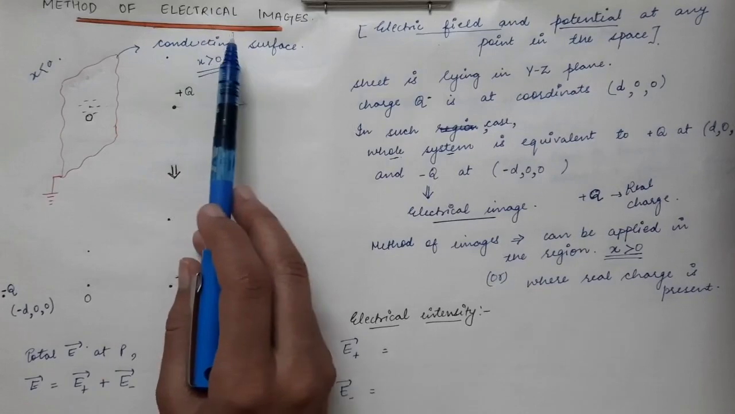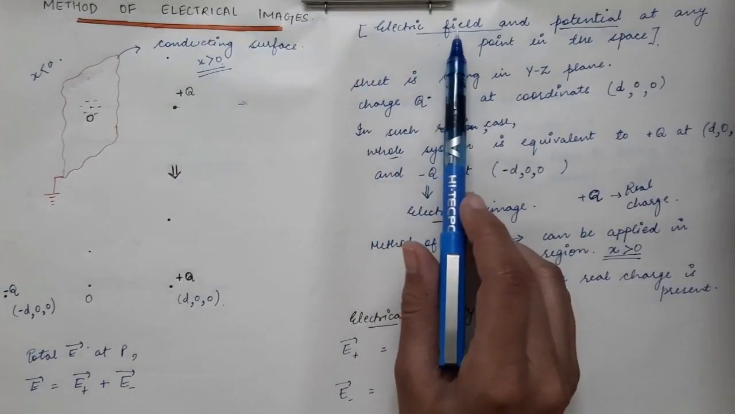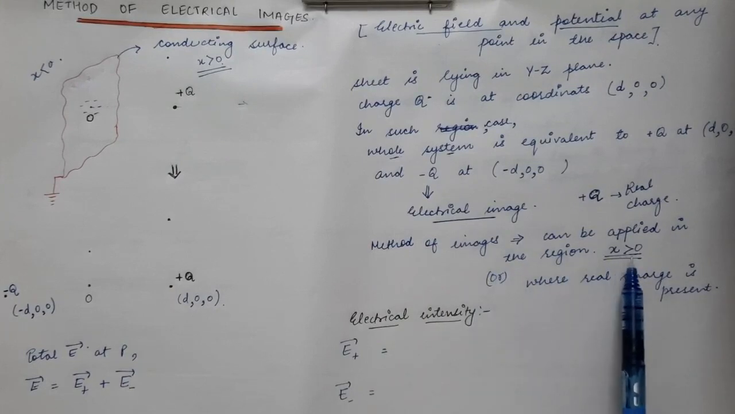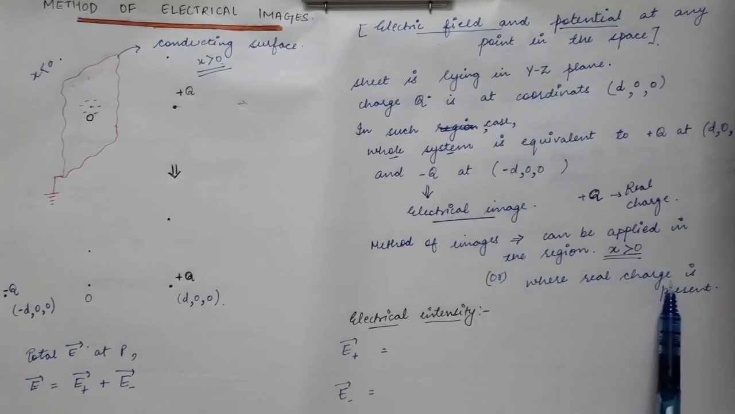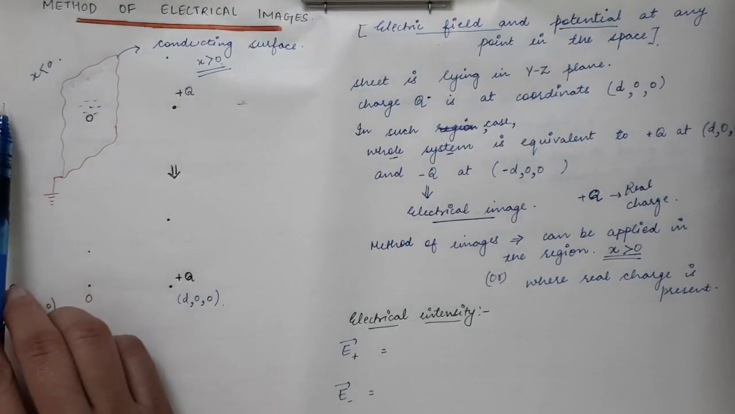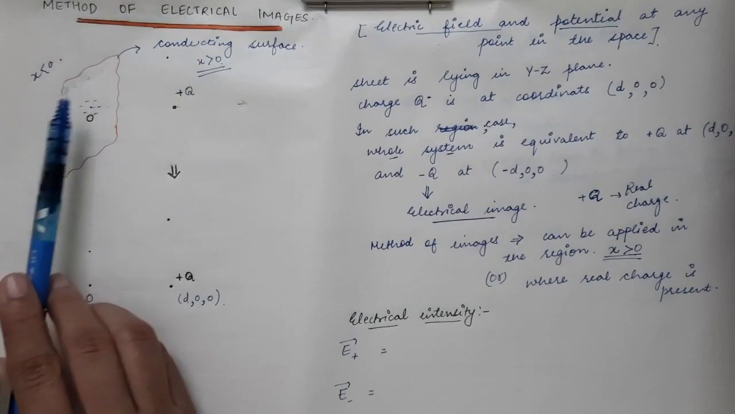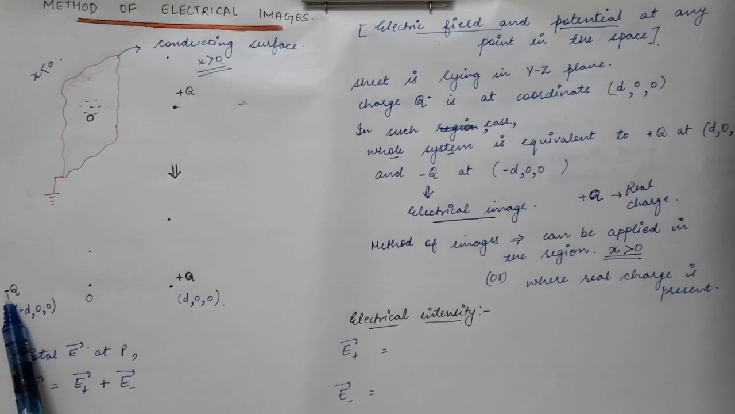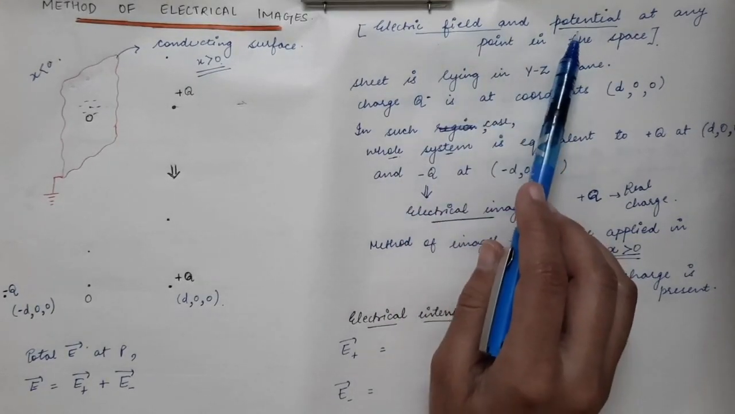But this method of electrical images, used to find out electric field and electric potential, is applied only in the regions of x greater than 0 where the real charge is present. So this method is not applied to find the electric field and electric potential where the virtual charge is present. Actually there is no charge present on the left hand side. This charge has been placed just to solve for the electric field and electric potential.